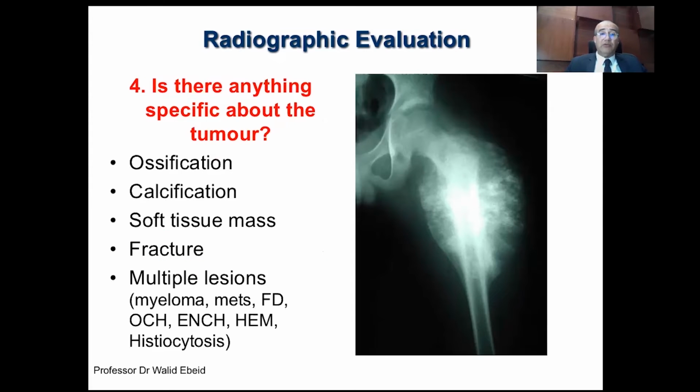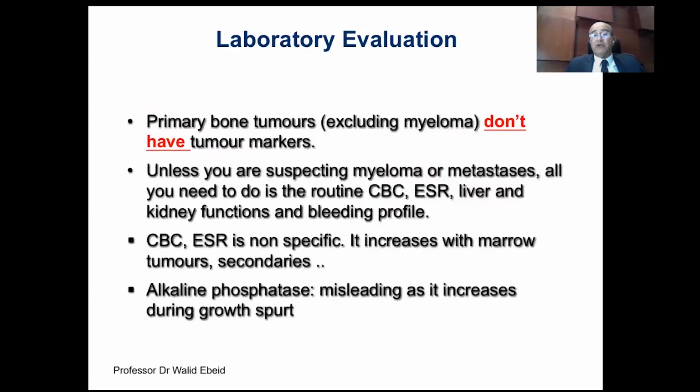The fourth question would be, is there anything specific about the tumor? Do you see any ossification, calcification, soft tissue mass? Is there any fracture? Are there any multiple lesions in the same bone or the surrounding bones, etc.? And in this case, we find that there is evident ossification inside the bone and in the periosteal reaction. So this is how we interpret an X-ray.